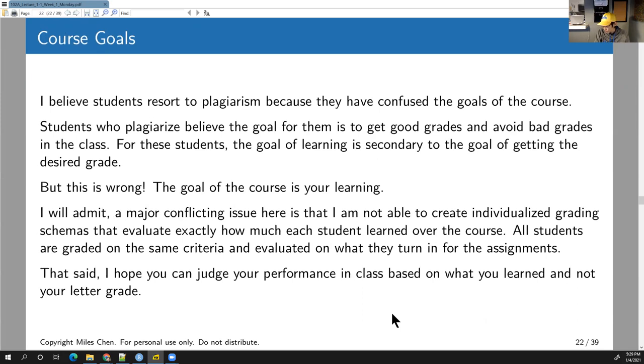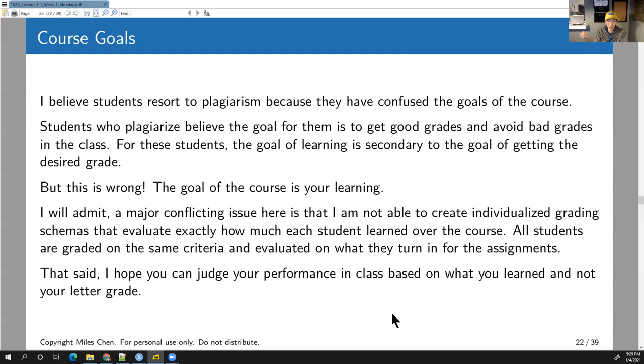And so, I'm not super vindictive about this kind of stuff, right? If a student plagiarizes, I think the students who choose to plagiarize have confused the goal of the course. What they have mixed up is they think the goal of the course is to get a grade, or at least to avoid a bad grade. And the goal of learning is secondary to the goal of getting the desired grade. But I think that's mixed up.